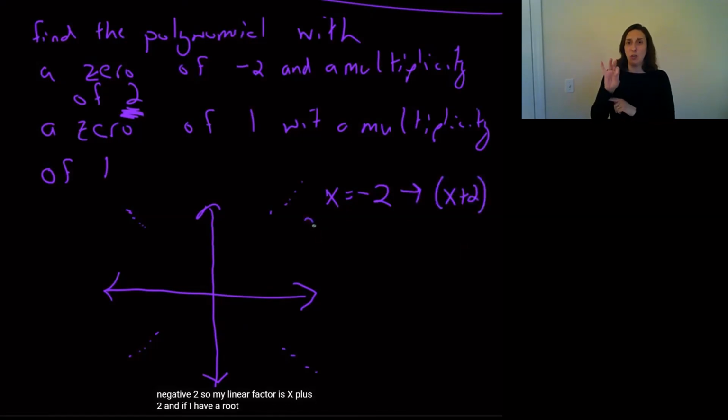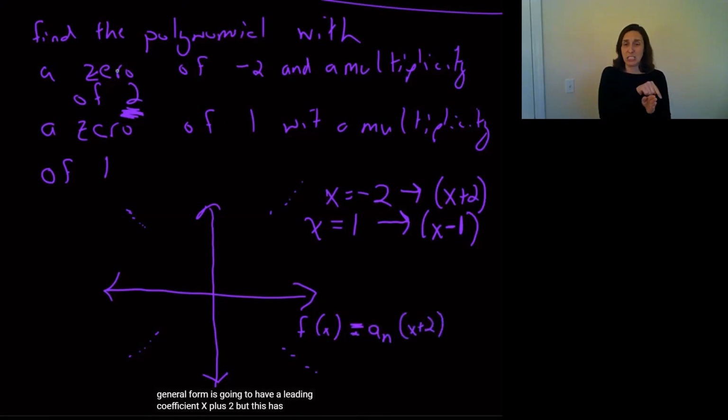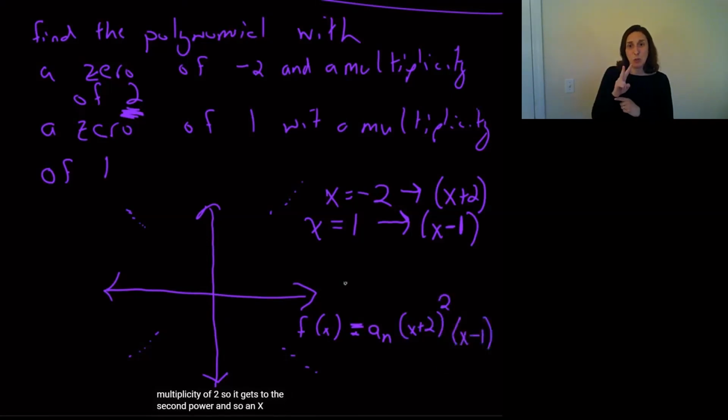And if I have a root of 1, then my linear factor is x minus 1. So the polynomial I'm looking at, f of x, in its general form is going to have a leading coefficient, (x plus 2), but this has a multiplicity of 2, so it gets to the second power. And so (x minus 1) has a multiplicity of 1, so it stays to the first power. So all of these things are coming together to help us define our functions.